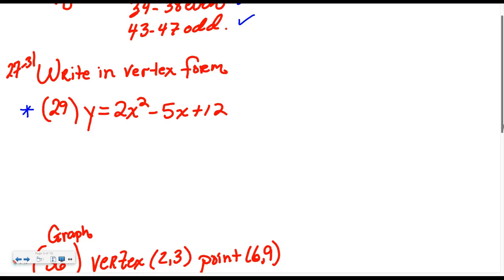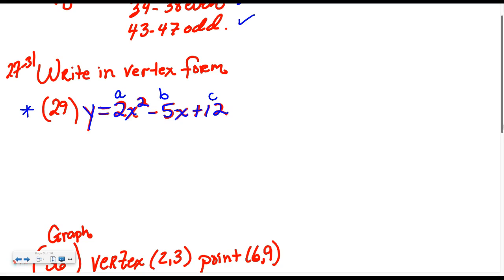You are given the quadratic equation y equals 2x squared minus 5x plus 12. And to get participation points for today, I need to see that written down, and then make sure you label these. This is the A, -5 is the B, and 12 is the C. So our general or standard form of a quadratic is y equals ax squared plus bx plus c. And the A and the B and the C tell us everything we need to know about the graph.